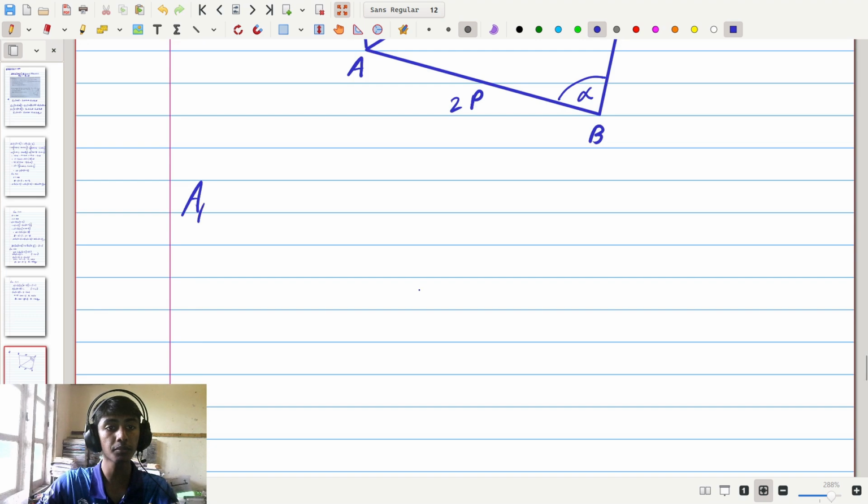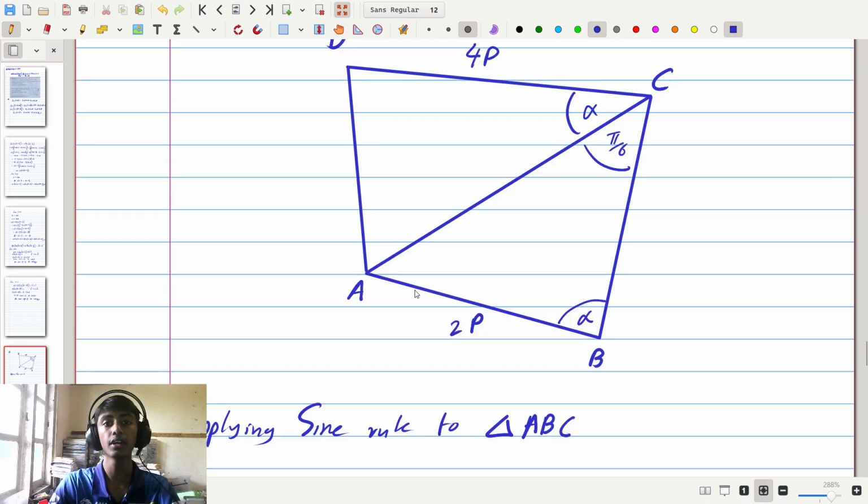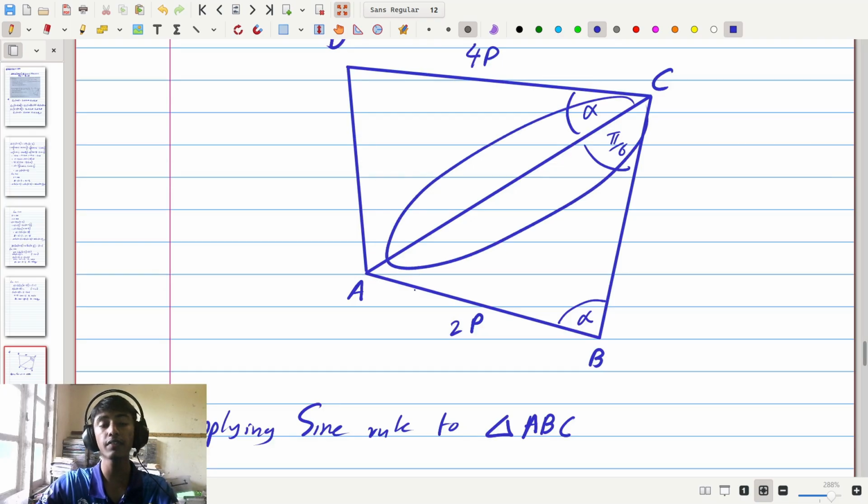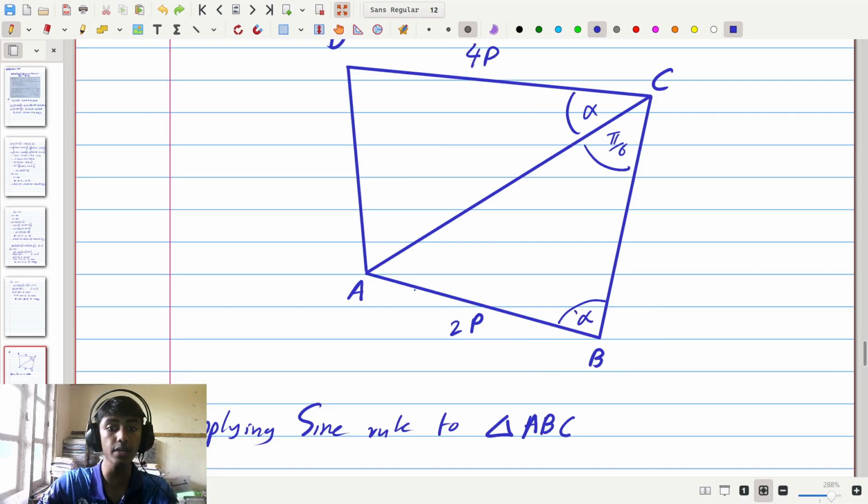So we can say, applying sine rule to triangle ABC, we can see the length AC divided by the sine of alpha is going to be equal to the length 2p divided by the sine of pi by 6.